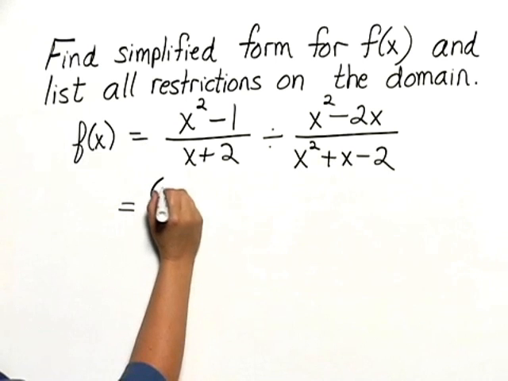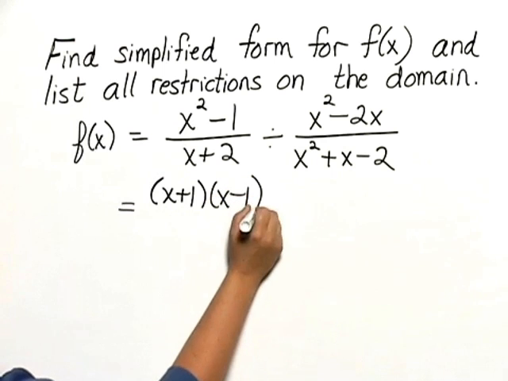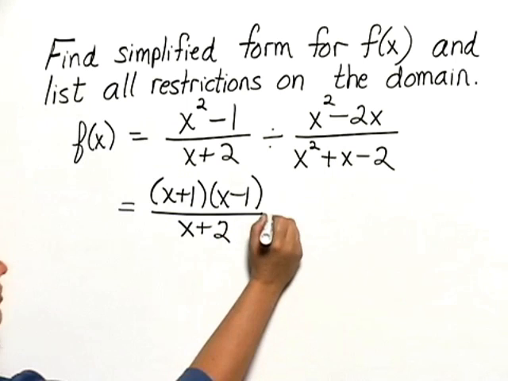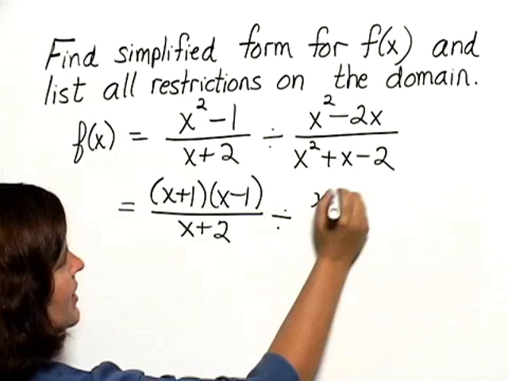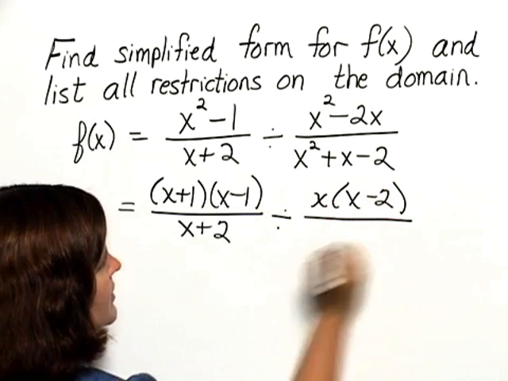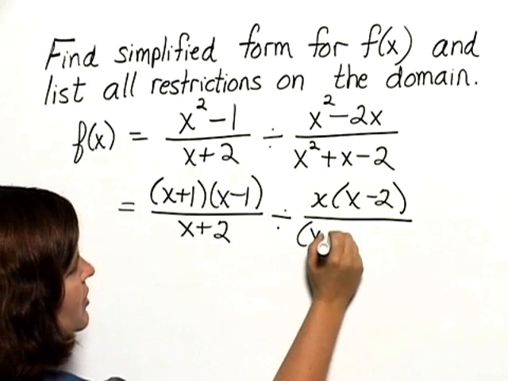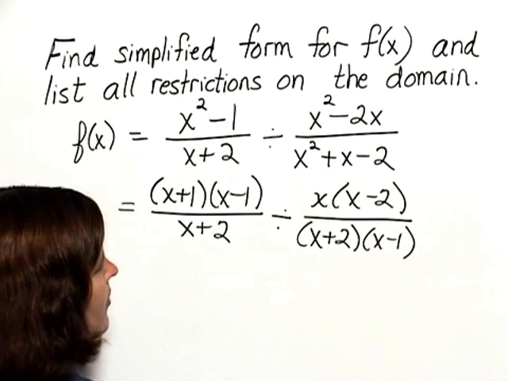X squared minus 1 is x plus 1 times x minus 1. And that's over x plus 2. We're dividing by x squared minus 2x, which is x times x minus 2. And the denominator x squared plus x minus 2 factors into x plus 2 times x minus 1.